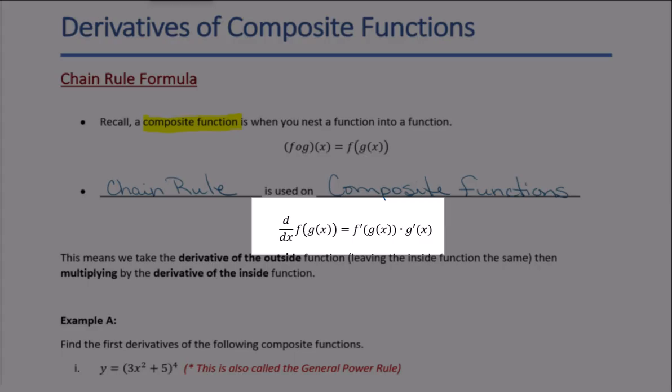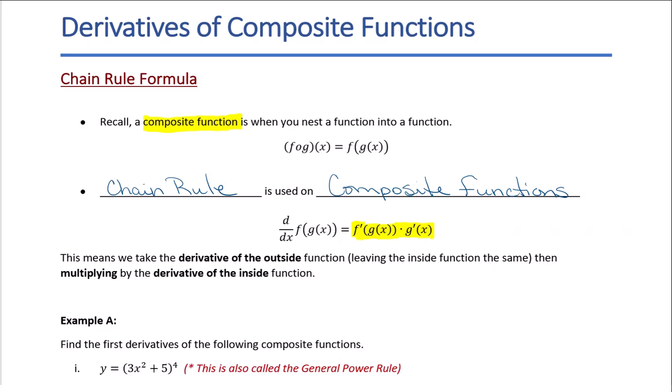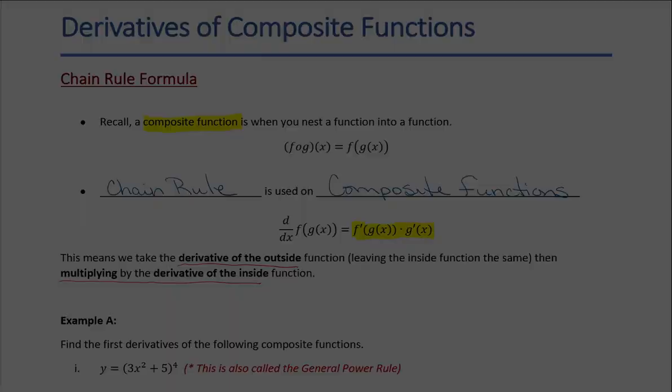So if you're asked to take the derivative of a function within a function, you would take the derivative of the outside function first, leaving the inside function the same, and then multiplying by the derivative of the inside function. So again, this means we take the derivative of the outside and then multiply by the derivative of the inside.